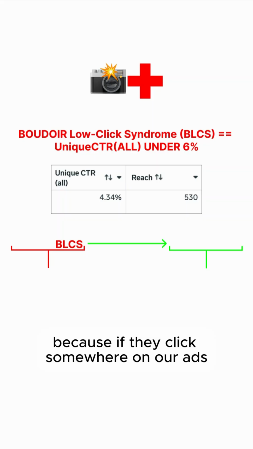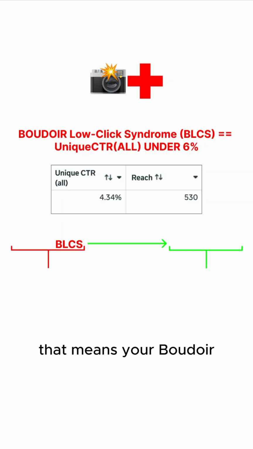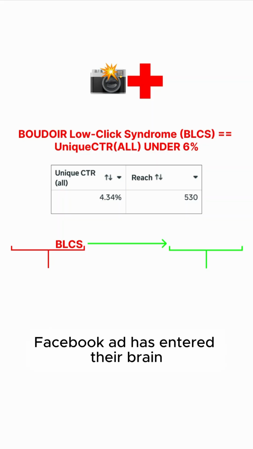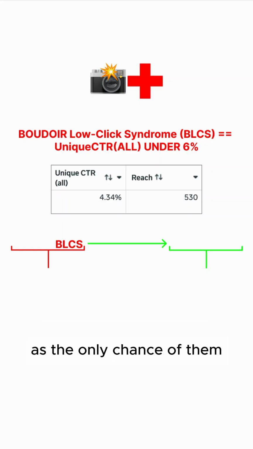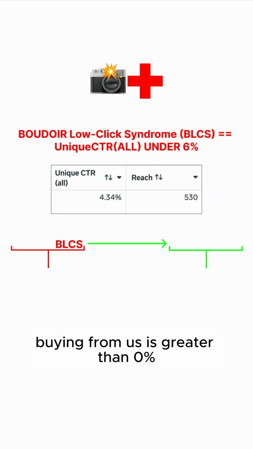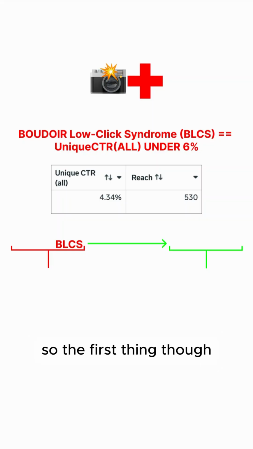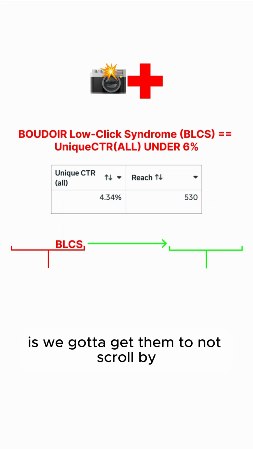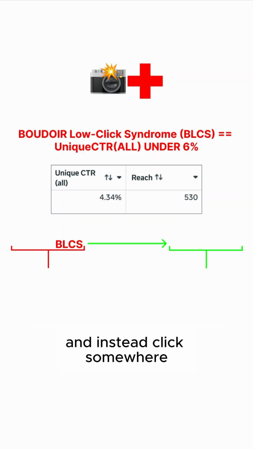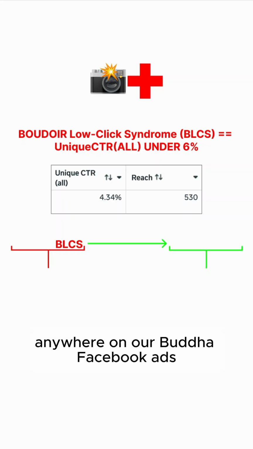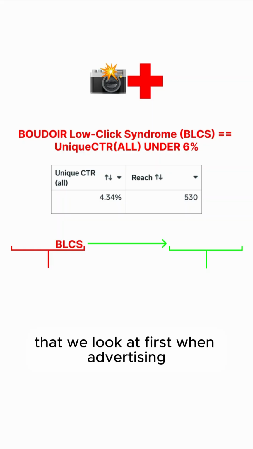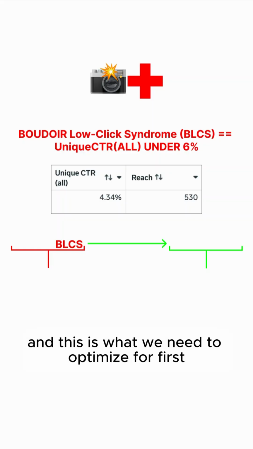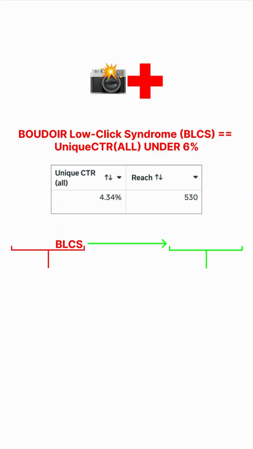And we care about this because if they click somewhere on our ads, that means our Boudoir Facebook ad has entered their brain. And if our ad enters their brain, that's the only way their chance of buying from us is greater than 0%. So the first thing is we gotta get them to not scroll by and instead click somewhere, anywhere on our Boudoir Facebook ad. This is the most important metric we look at first when advertising, and what we need to optimize for first. It's the highest leverage activity we can do for all of advertising.